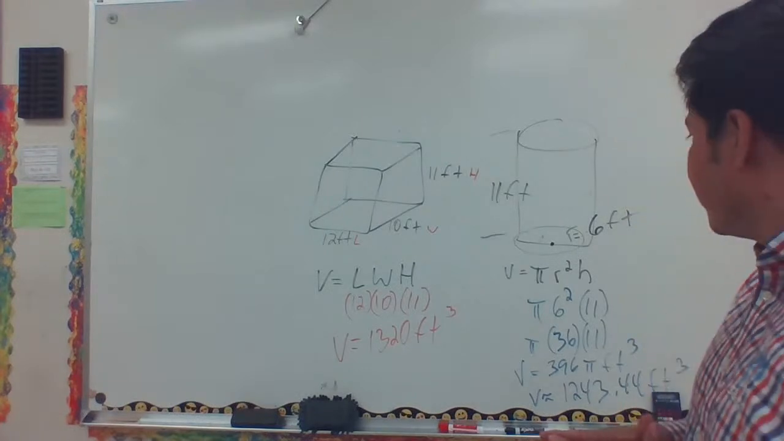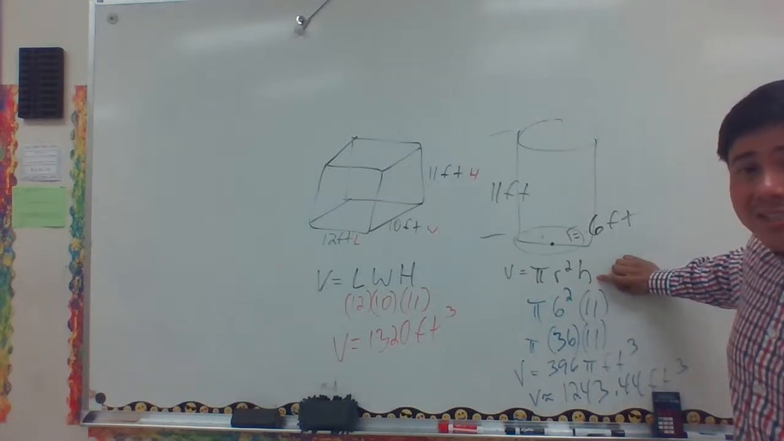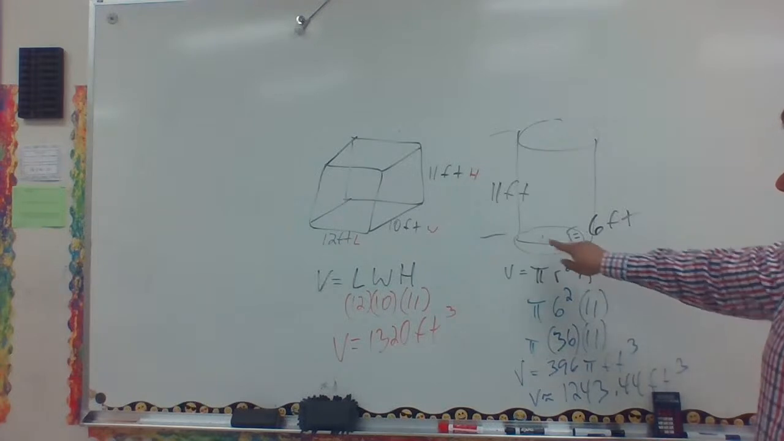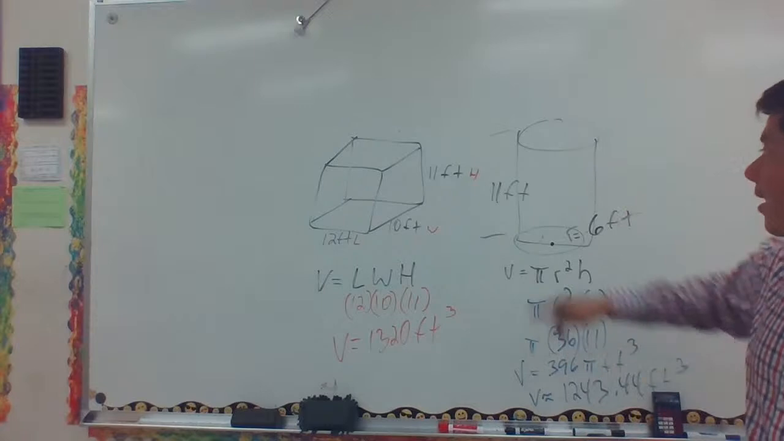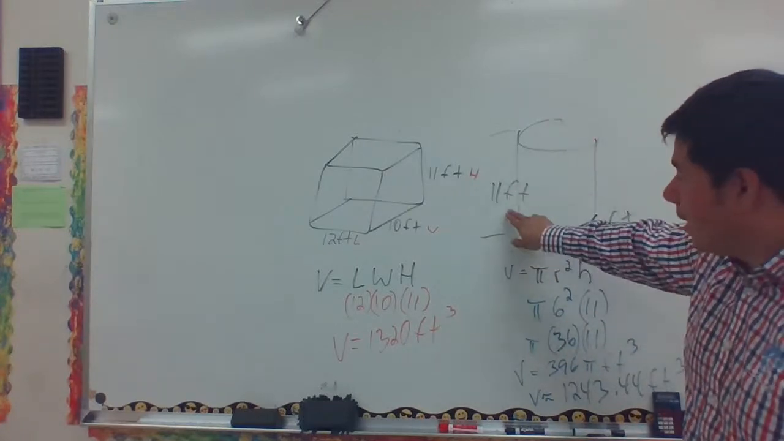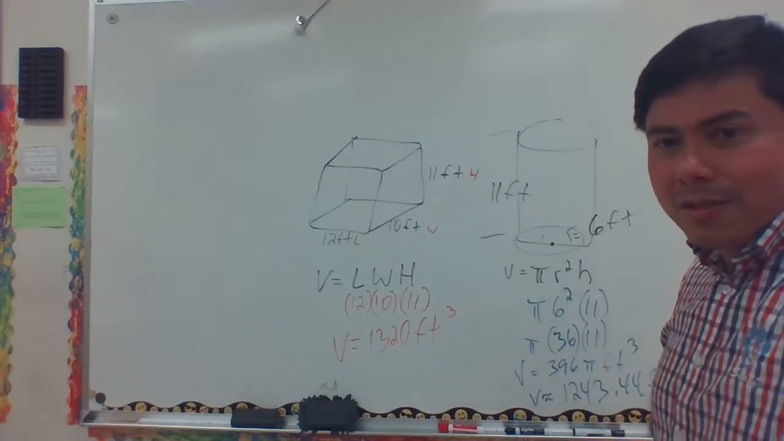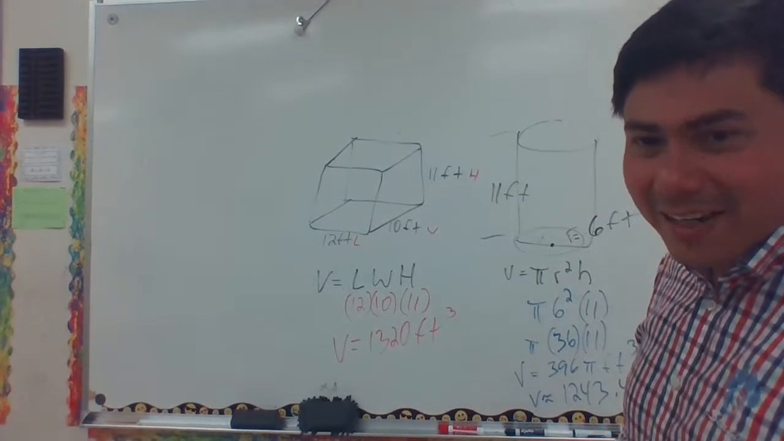Meerkat, what does H stand for? R stands for radius. H stands for height. Okay? So the radius, sorry, the picture's kind of messed up here, but the radius was 6, and I gave you that. And the height of this cylinder is 11, and I gave you that. That was given.